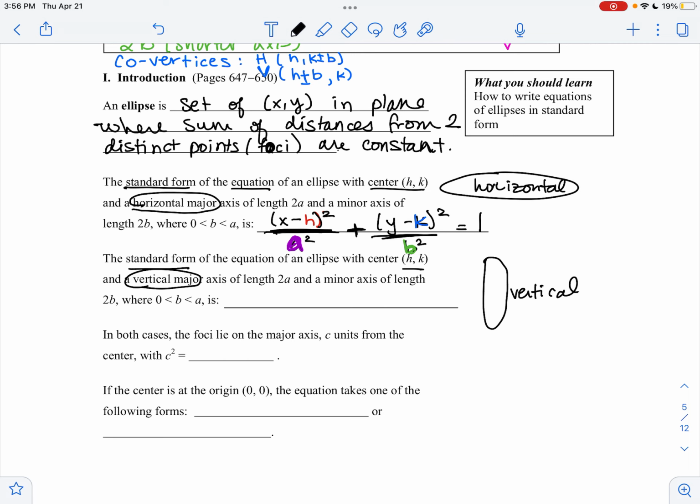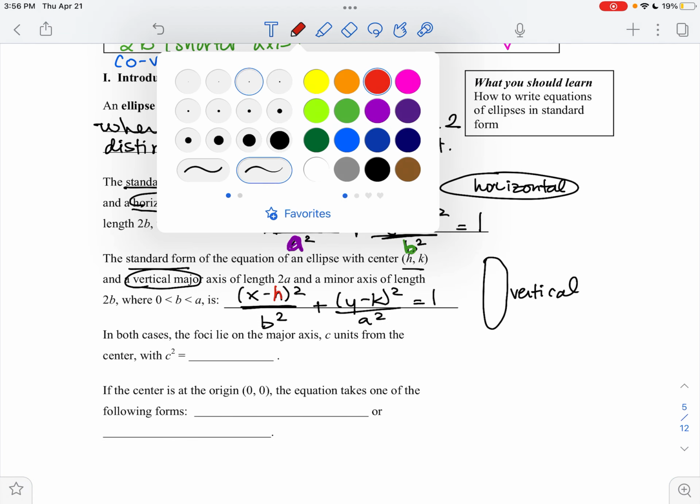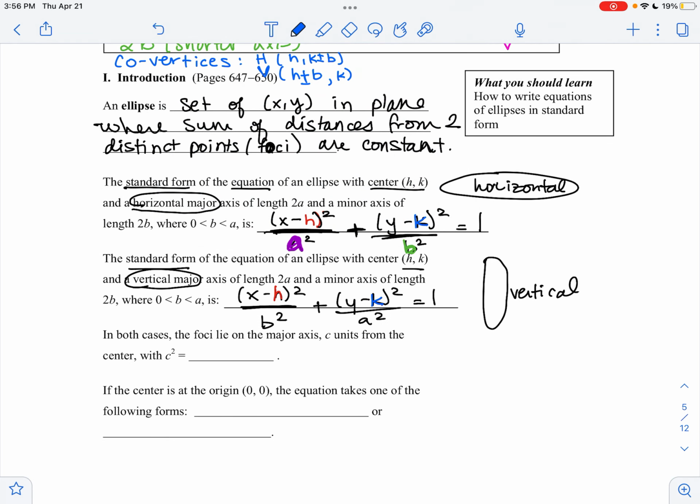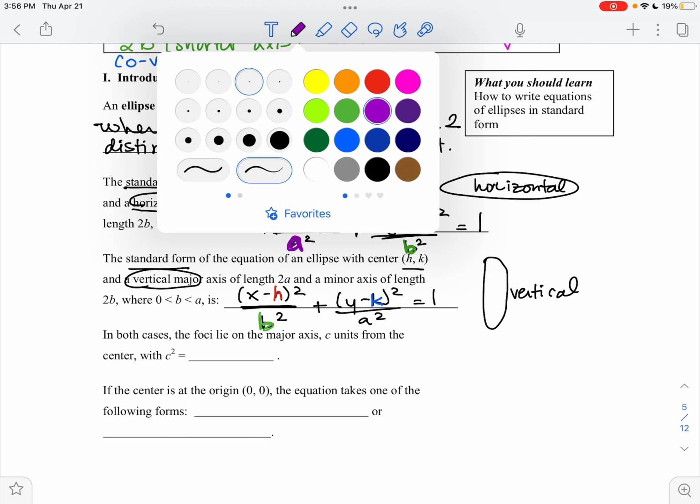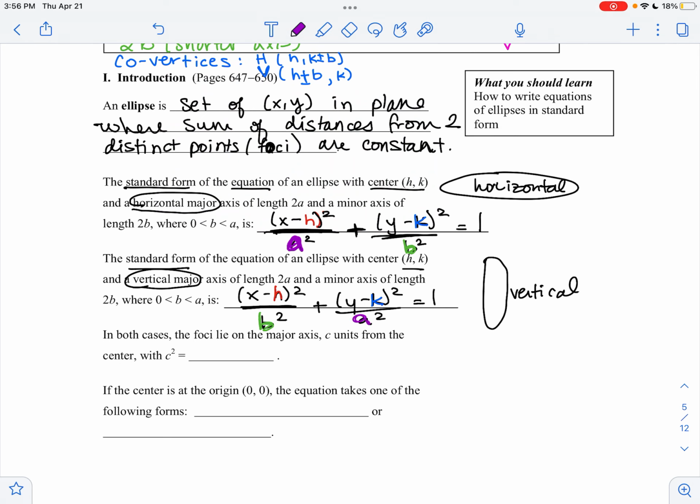This one's going to be x minus h squared all over b squared plus y minus k squared all over a squared equals 1. Remember, h is in red, k is the y coordinate of the center in blue, b is still in green, and a is still in purple. So if you want to highlight, label, however you want to do it, so it's color-coded.